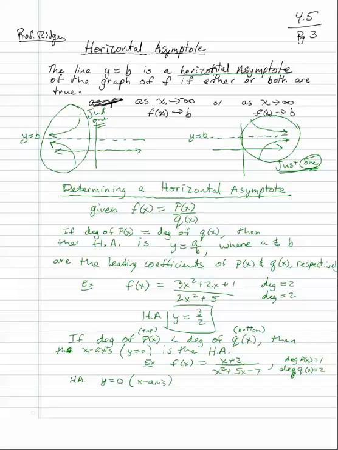Now, if the degree of the top is greater than the degree of the bottom, then there's no horizontal asymptote. A line that is an asymptote but is neither horizontal nor vertical is called a slant asymptote or an oblique asymptote. Okay, so you know those words. And you get an oblique asymptote if the degree of the top is 1 greater than the degree of the bottom.